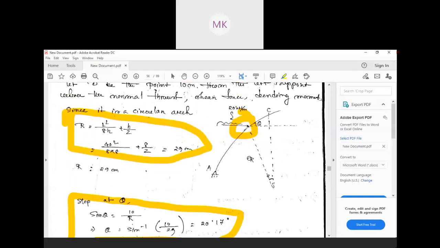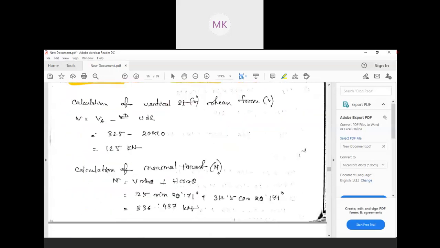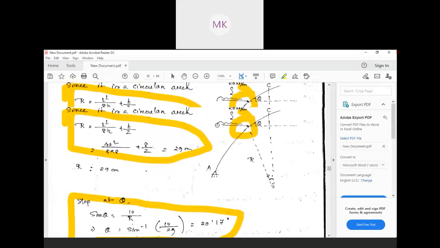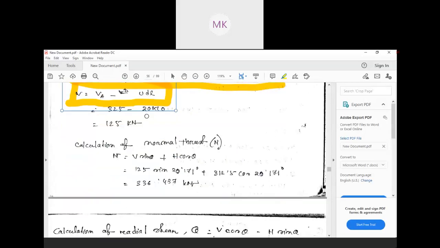After this, we need to find out all the forces here: the vertical shear at D, what vertical forces are coming, what the horizontal forces are, what the normal forces are. Calculation of vertical shear force V: simply V equals P_A minus UDL. P_A we already calculated, and the UDL at a distance of 10 is 20 into 10. So from here you can find out the V at that particular point.